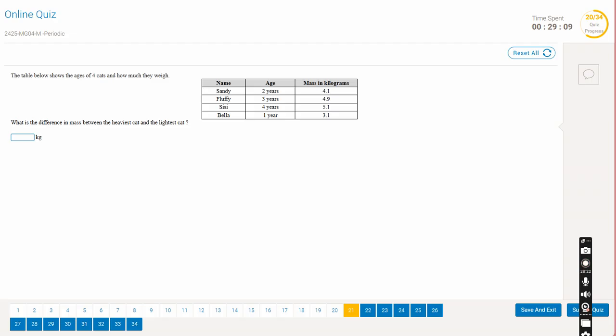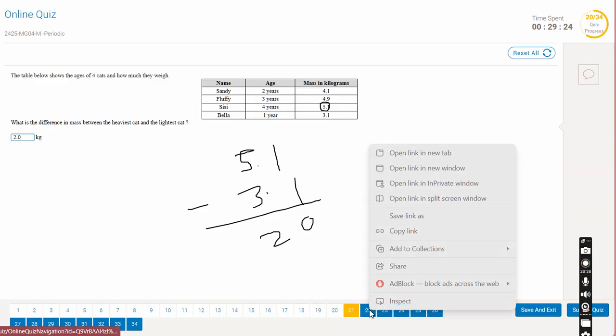What is the difference in mass between the heaviest cat and the lightest cat? Now you can check what is the heaviest cat. 5.1. The lightest cat is 3.1. So 5.1 minus 3.1. What is that? 2.0. There you go. They said the difference and we found the difference.